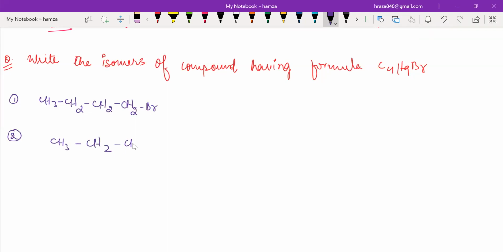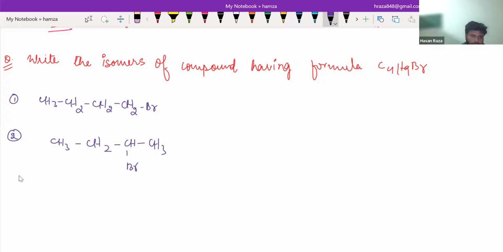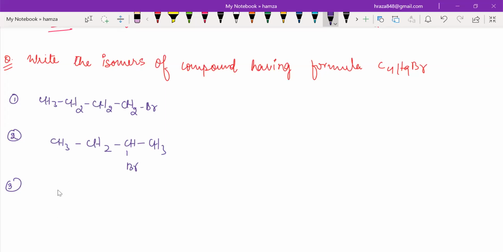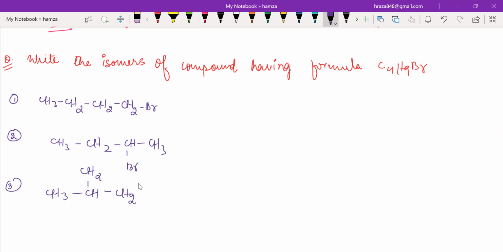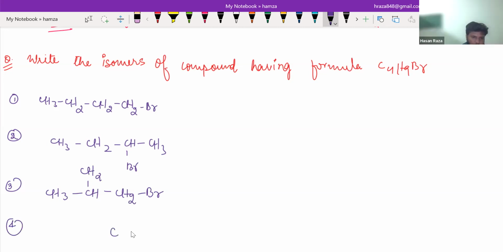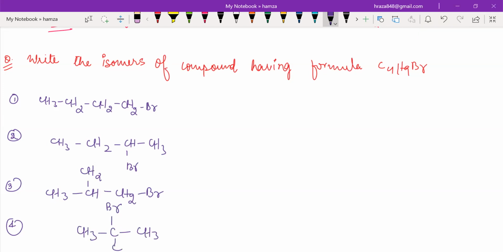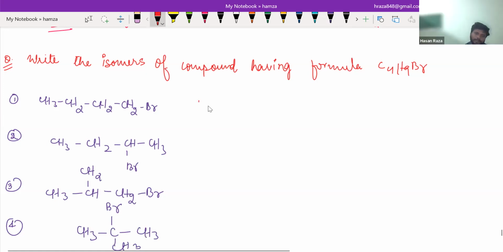So you are going to write it like this, 2-bromobutane. And the third one, 1-bromo-2-methylpropane, right? Yes, sir. 1-bromo-2-methylpropane. And the fourth one, 2-bromo-2-methylpropane, right? Yes, sir. So everyone write its name, please.